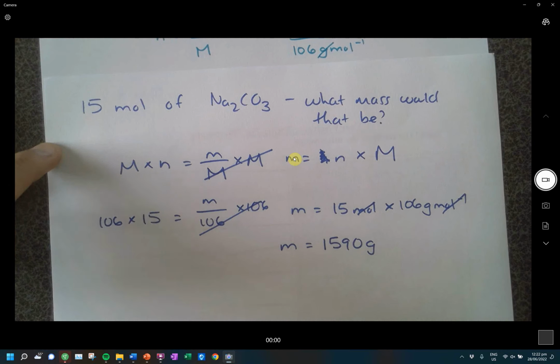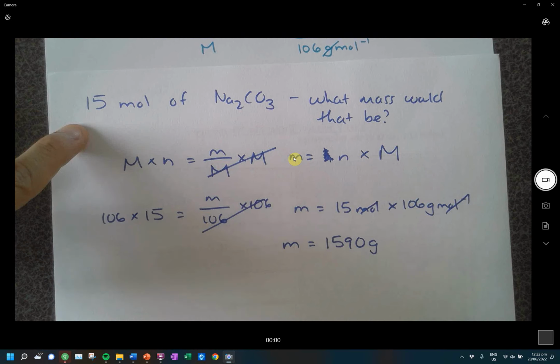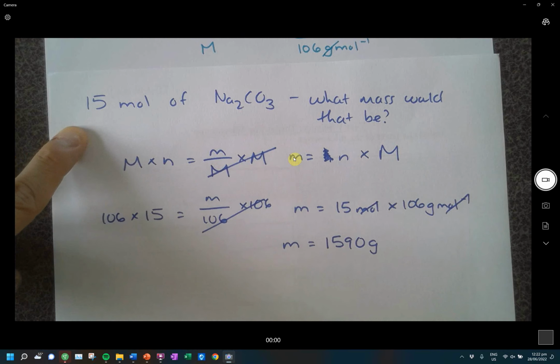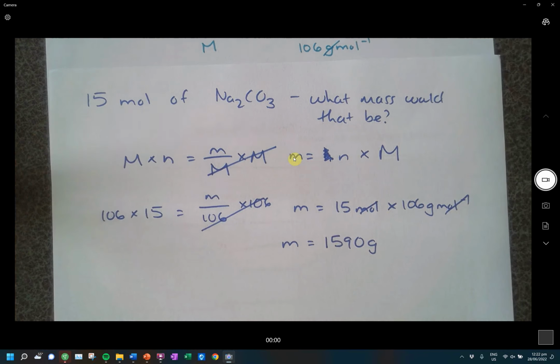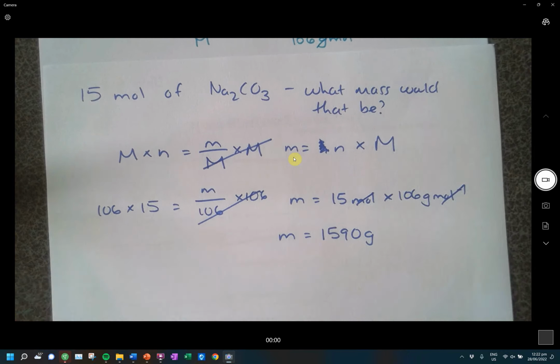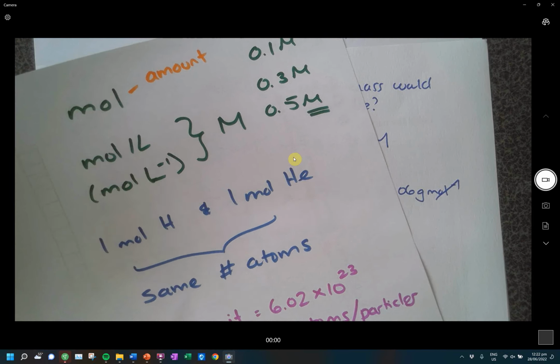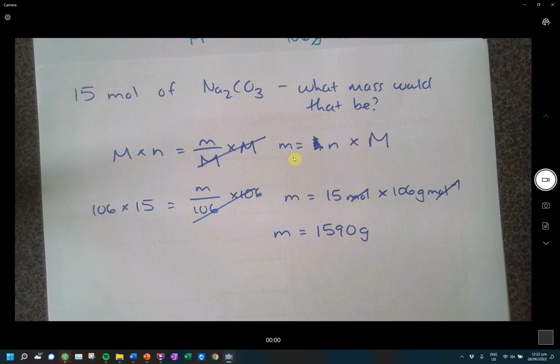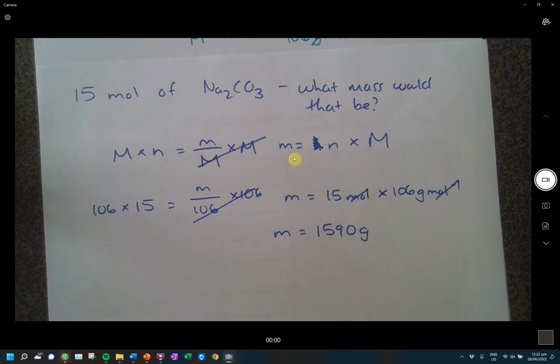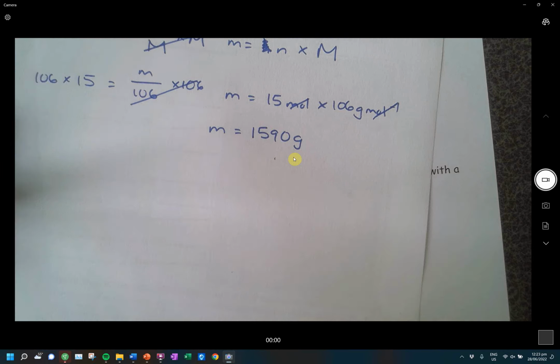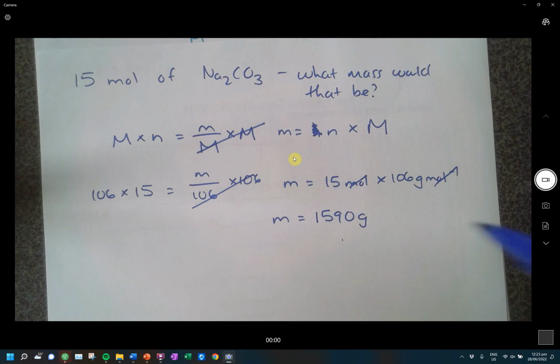I can't go through and count atoms. If I was trying to count out 15 moles of atoms, it would be 6.02 times 10 to the 23 times 15. That's how many ionic compounds of sodium carbonate I would need to count out. 1, 2. I'm not going to do that. I'm going to do this conversion, and I figure out, okay, what is the mass of 15 moles? And then I can put that on the scale. So that's how we're doing these conversions.